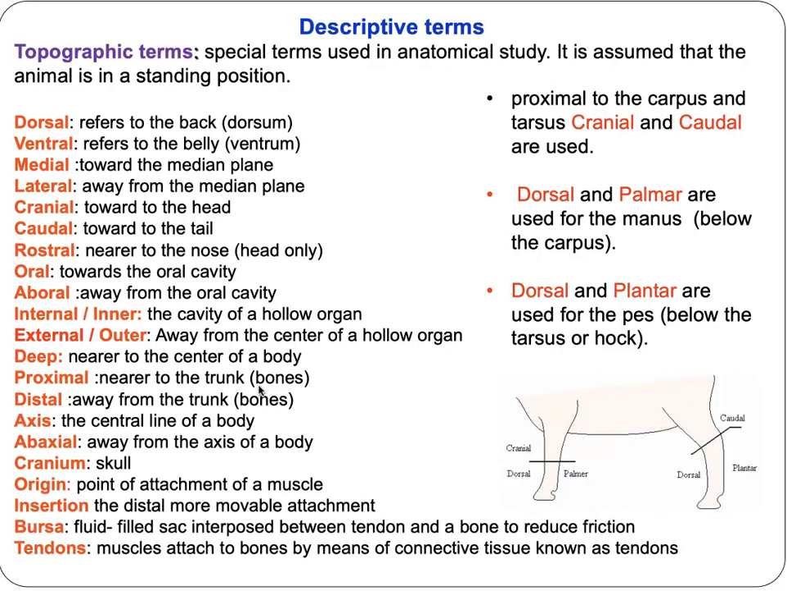So when you read it, you understand that we have the different terms. Below the carpal joint, we have two different terms: cranial becomes dorsal, and caudal becomes palmar. In the hind limb, below the tarsal joint, we have dorsal instead of cranial, and plantar instead of caudal. And don't forget, in the case of the head, we use rostral, not cranial, because this is like the nose. For example, the nose is rostral to the ear, or rostral to the cheek.